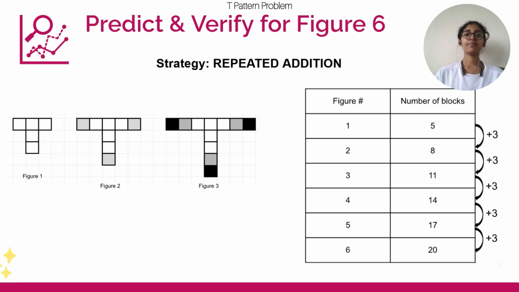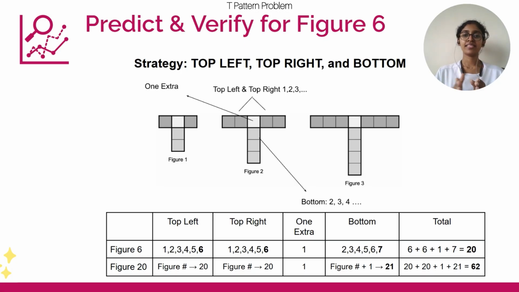The next strategy is where the students will observe the figures and divide the T pattern in one figure into different parts, like top left, top right, and bottom. And it's very much clear from the images given here.